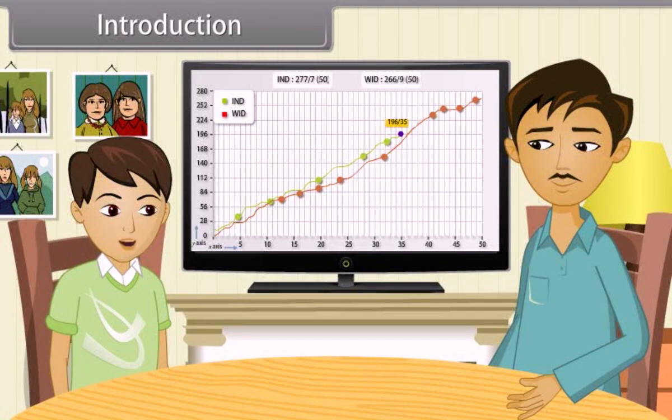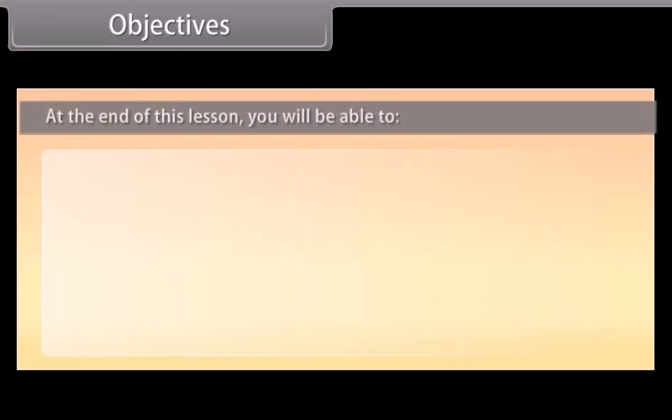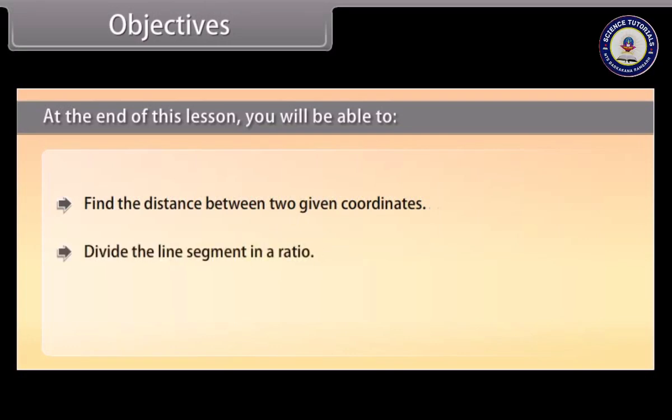Okay, can you tell me more of this? Yeah, sure. In this lesson, you will learn the concepts of coordinate geometry. Objectives. At the end of this lesson, you will be able to find the distance between two given coordinates, divide the line segment in a ratio, find the area of triangle when its vertices are given.